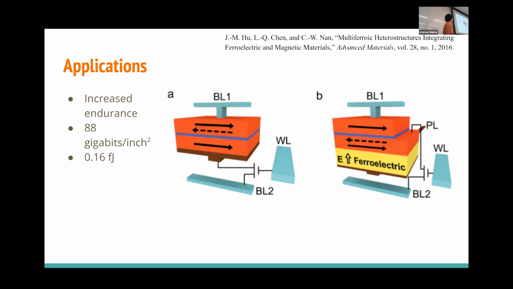So researchers were able to get a density of 88 gigabits per inch squared with this type of device, compared to industry, which is around 1 terabit per inch squared. It's not quite there, but due to the increased endurance and lower energy consumption, it is quite promising.